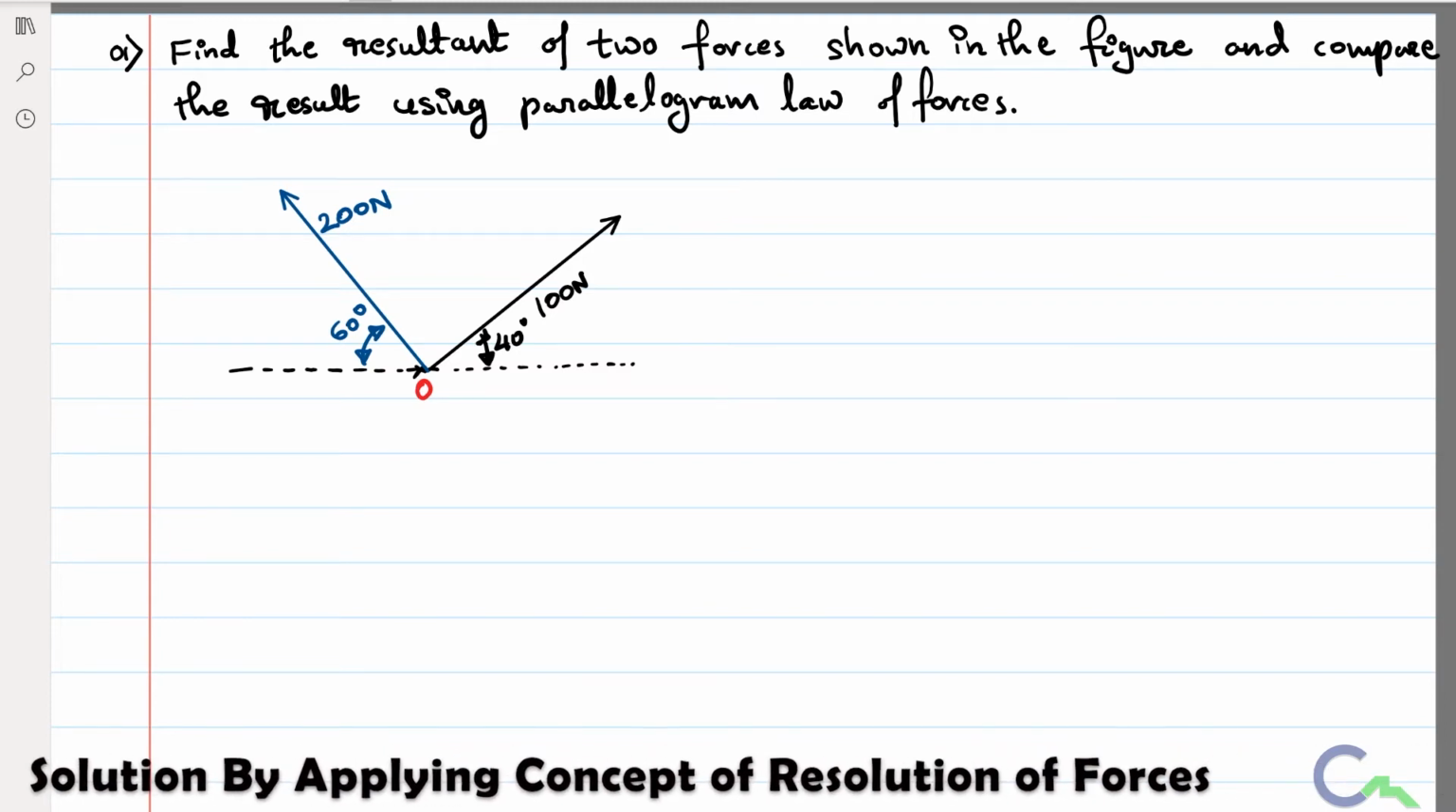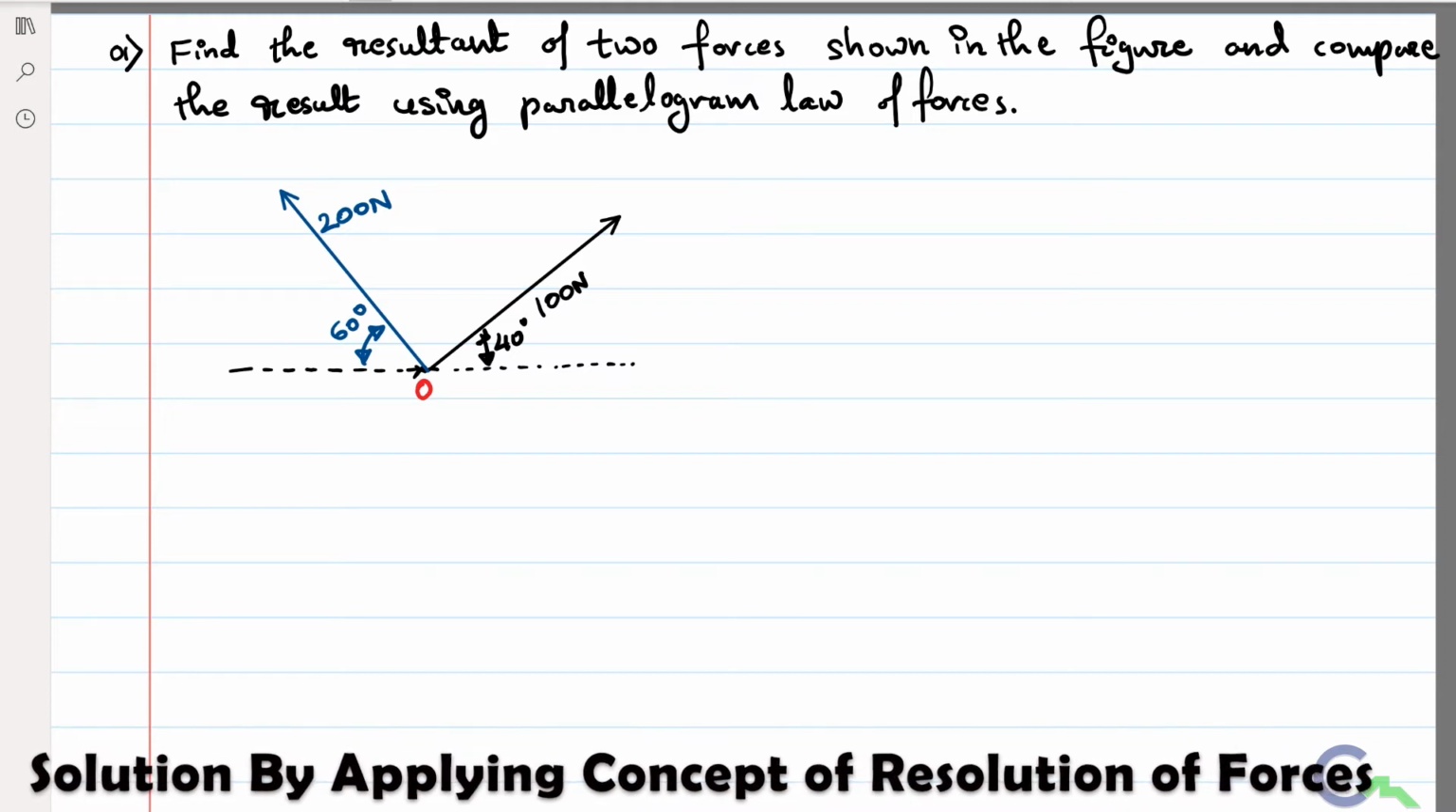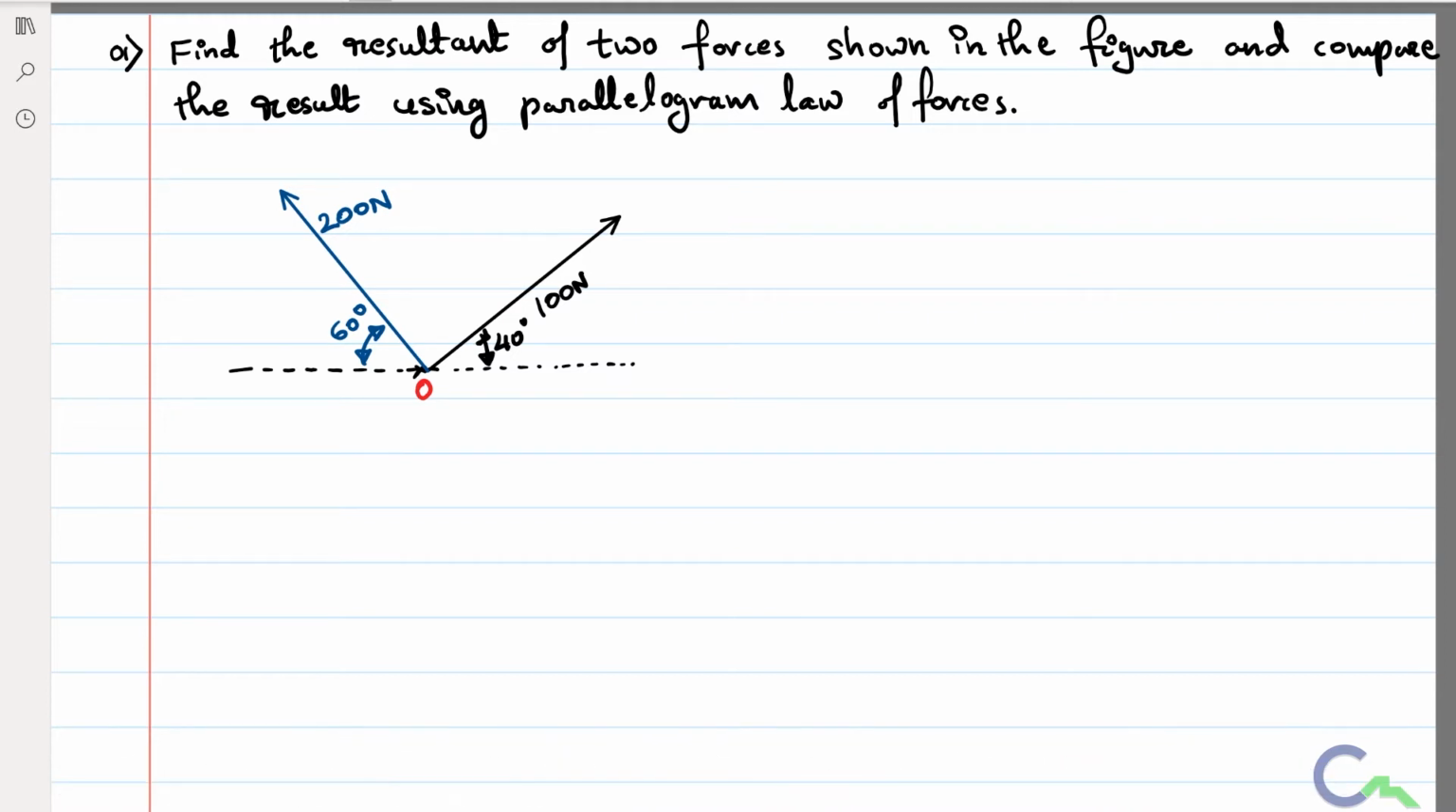In the first part of the problem, I am going to solve using the traditional or normal method by resolving the forces. In the second part of the problem, I am going to solve by applying parallelogram law of forces. So to solve this problem, I am going to resolve the forces in horizontal and vertical directions. There are two forces. The first force, I will take this 100 Newton. The angle is given with respect to horizontal.